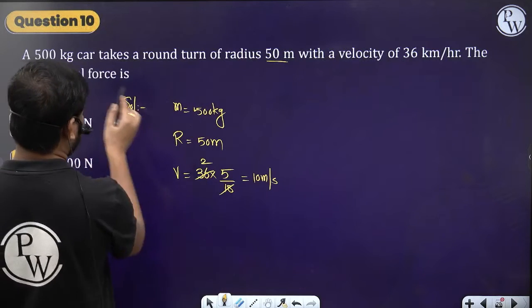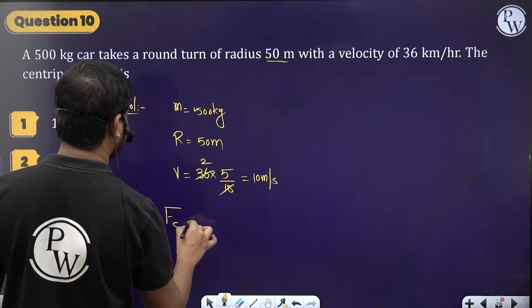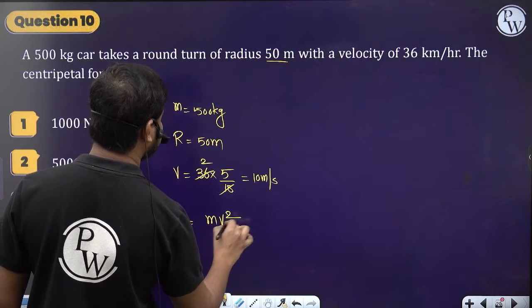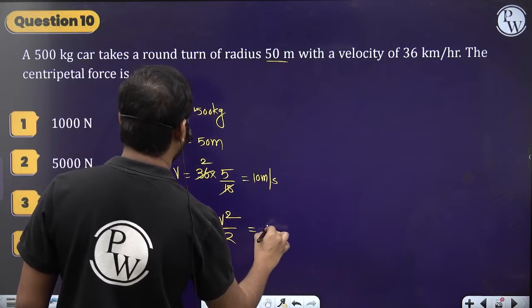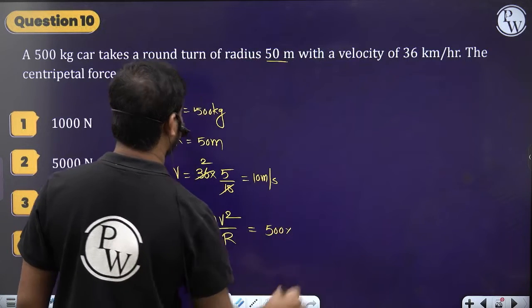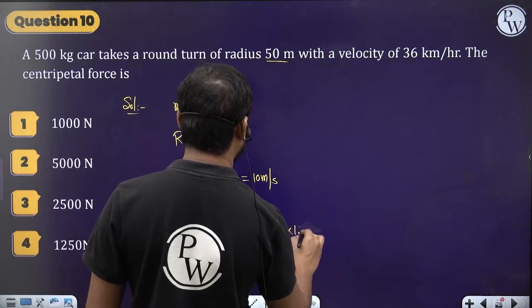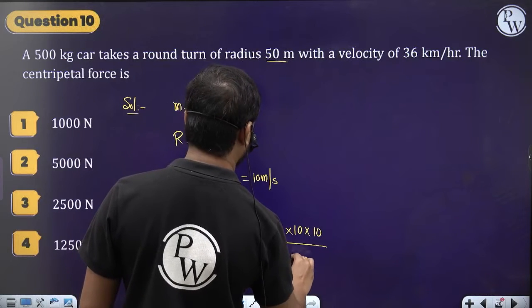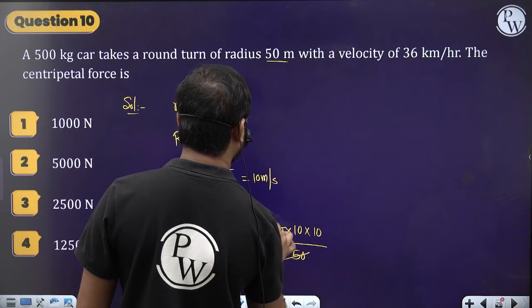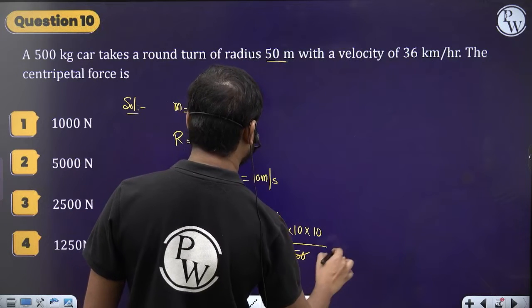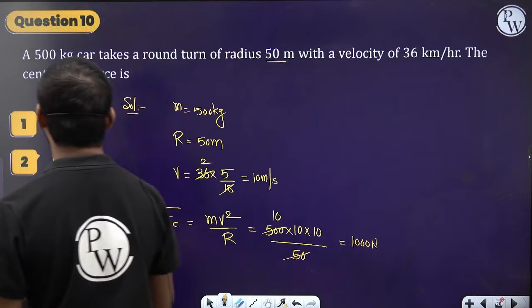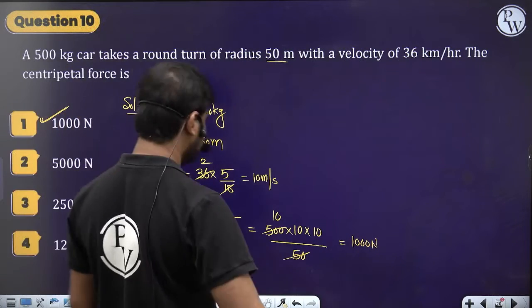So then the centripetal force Fc is equal to mv square by r. So mass of the particle 500, v square, what is v? 10 into 10, by r. R is what? 50, right? So this is going to be 10 times 100, so the total 1000 newtons is the centripetal force, right? So basic question.